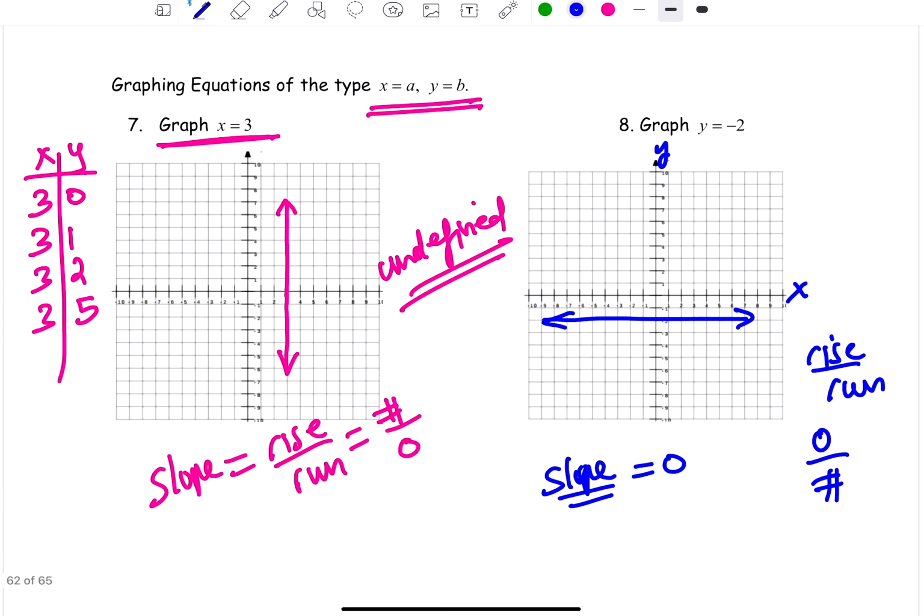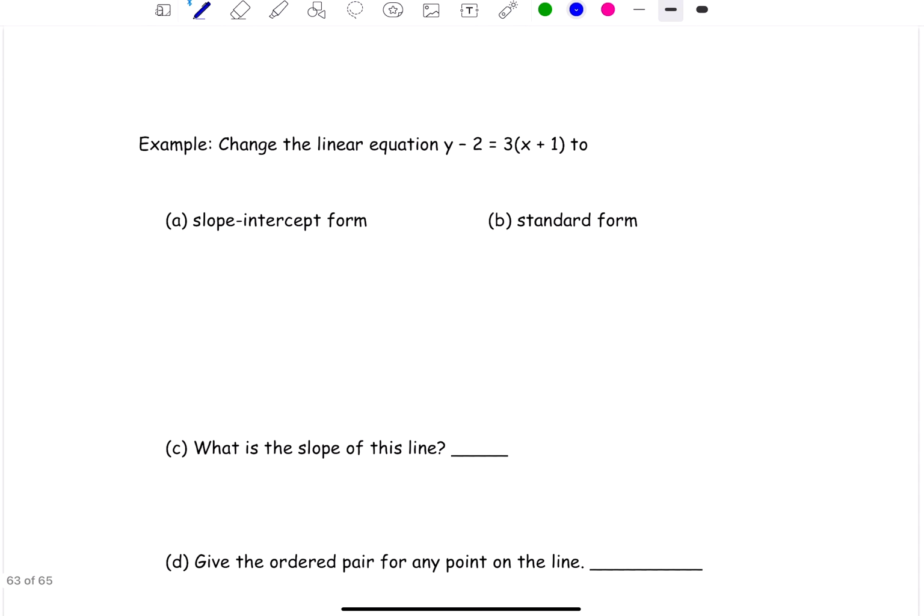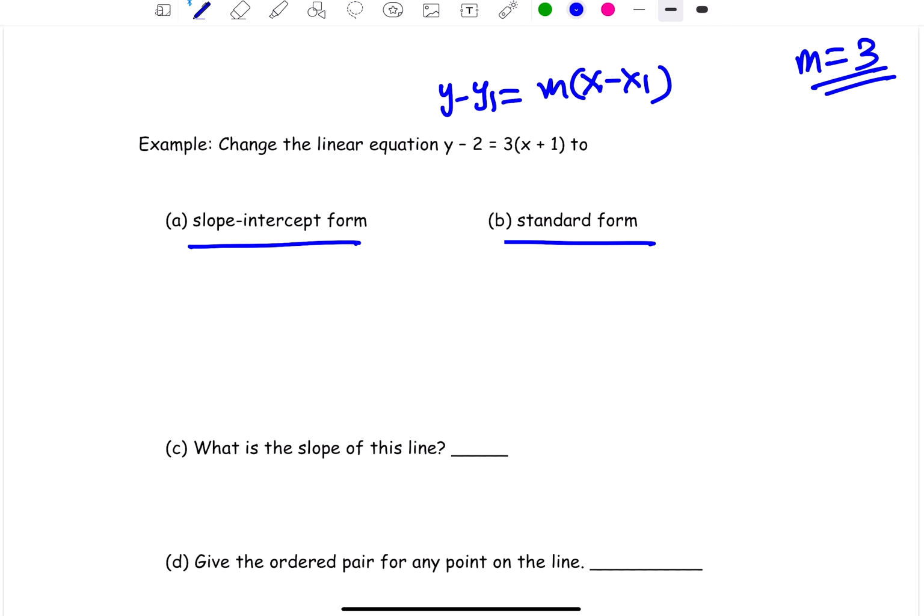All right, next we're going to change this given equation into slope-intercept form, then standard form, then find the slope of the line and give an ordered pair on this line. So to change it, this is given in the point slope form because it's y minus y1 equals m times x minus x1. We want to change it to slope intercept form. In the point slope form, m is the slope, so we can clearly see the slope is going to be 3 here, and a point -1, 2 is on the line.